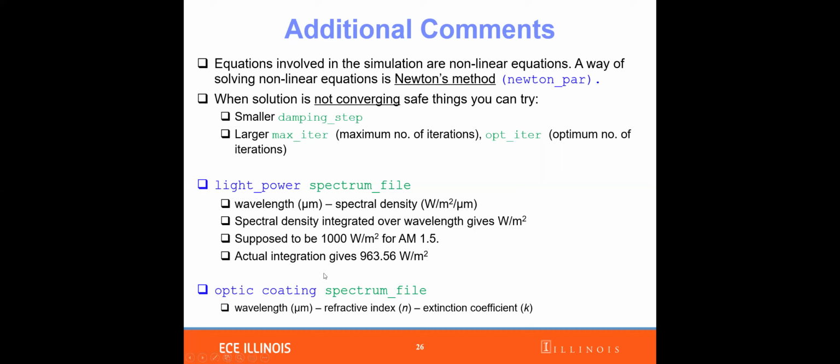And you need to define the optic coating spectrum file. We use this solar dot silicon dioxide file. If you want to use a different coating other than silicon dioxide, then you need to provide your own profile for wavelength, refractive index, and the extinction coefficient.